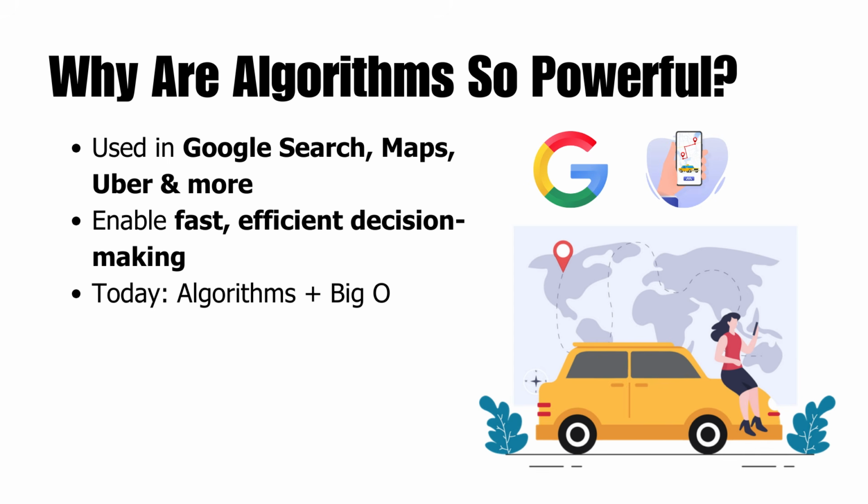Have you ever used Google Search or called a taxi online and wondered how it chose results or calculates routes so quickly? The secret to that mind-bending speed is something called algorithms. In today's crash course, we'll learn what algorithms are, why they matter, and how we measure their efficiency using a powerful tool known as Big O notation.